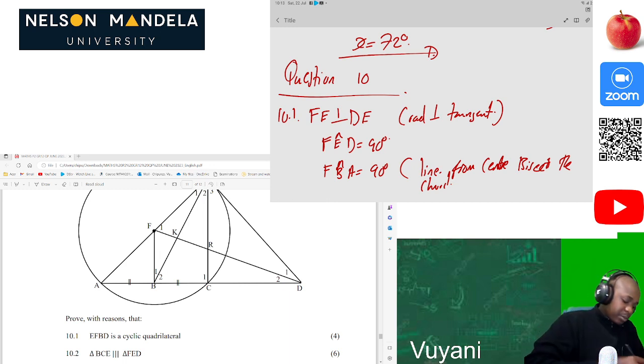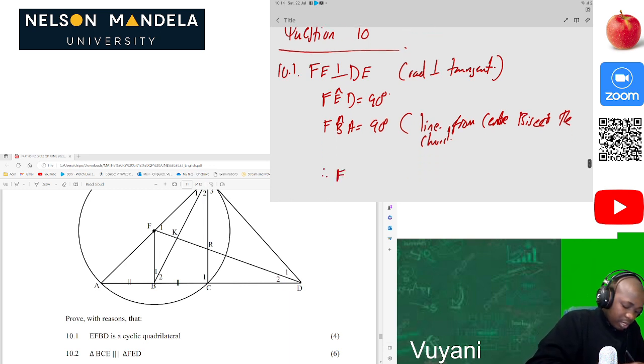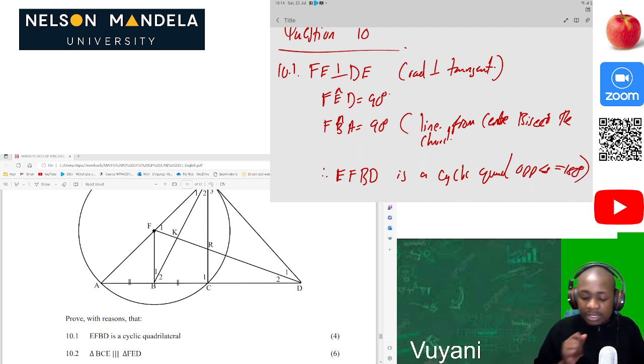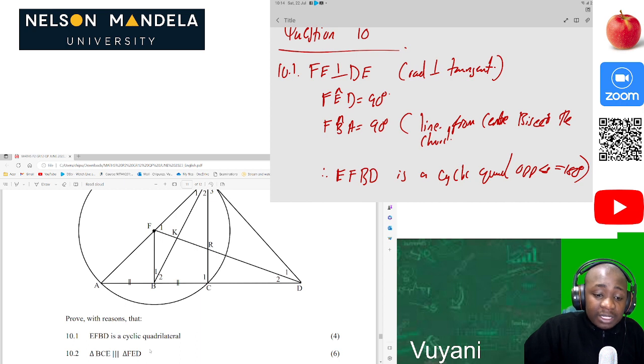Okay, then we can actually see that therefore EFBD is a cyclic quad. The reason is opposite angles equal to 180 degrees. So if we add these two opposite angles, we can actually see that they will give us what we call 180 degrees. So please be careful of that question. It was not really hard, it just wanted you to think a little bit more and be able to have the correct answer in due time.